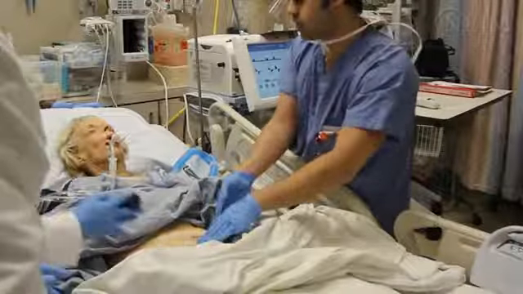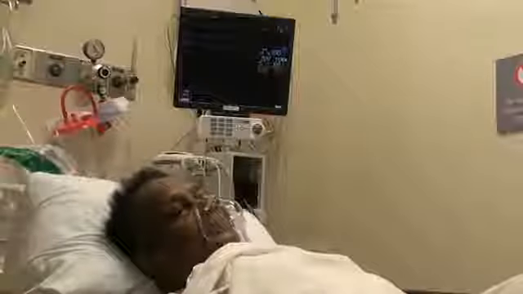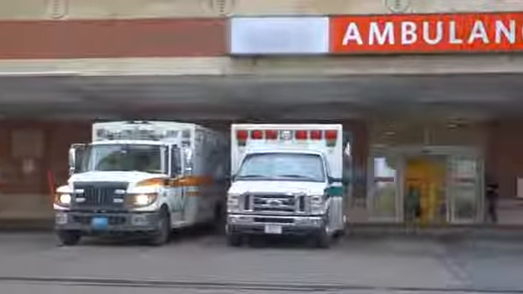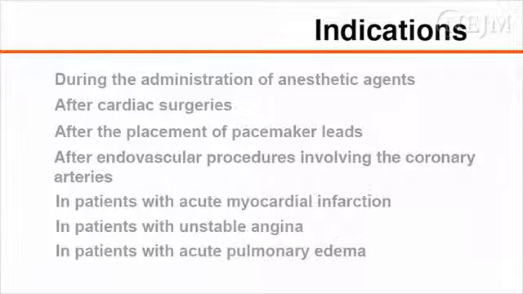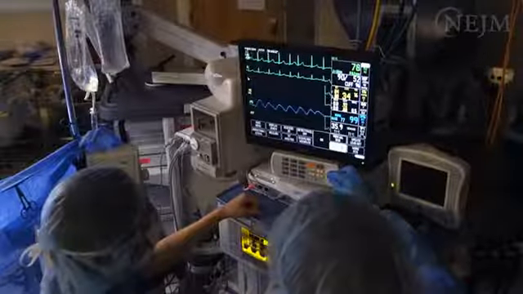ECG monitoring is used in many clinical settings, including intensive care units, intermediate care units, operating rooms, emergency departments, and ambulances. ECG monitoring should be performed during the administration of anesthetic agents, after cardiac surgeries, after the placement of pacemaker leads, and after endovascular procedures involving the coronary arteries. It is also indicated in patients with acute myocardial infarction, unstable angina, or acute pulmonary edema, as well as in many other clinical situations. There are no contraindications to ECG monitoring.